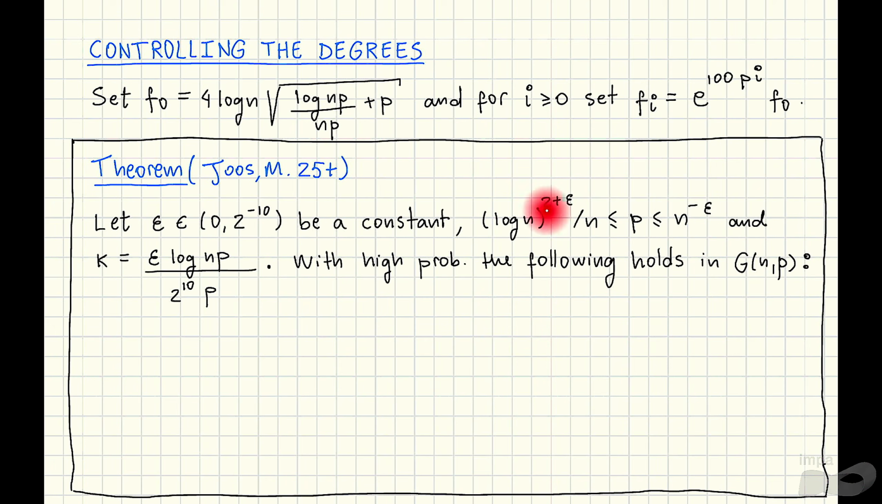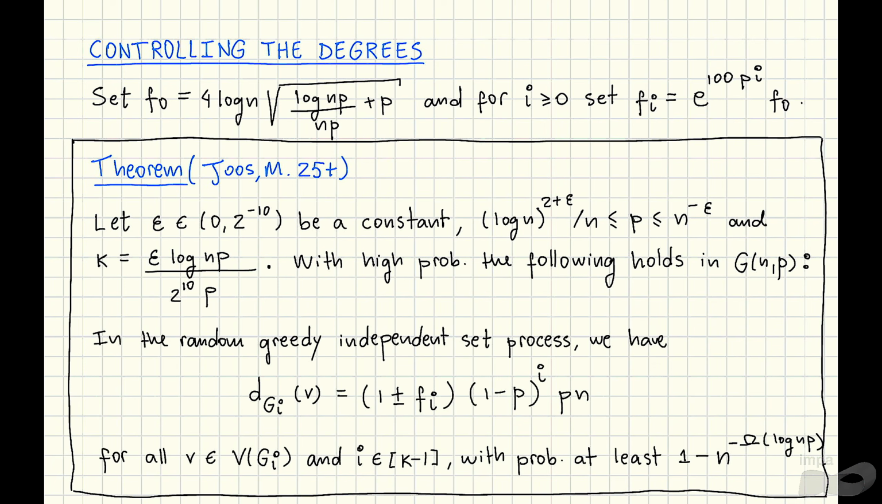And this theorem says the following. If we have some p in between these values and k, which is essentially the independence number, with high probability the following holds for this random greedy independent set process: the degrees of v in Gi are very close to their expected trajectories, by 1 plus or minus this factor of fi, okay? And this is true for every v in the active graph Gi, and for i up to k minus 1. And this also happens with very high probability. So this is how we formalize the previous argument we had. Any questions so far? No?